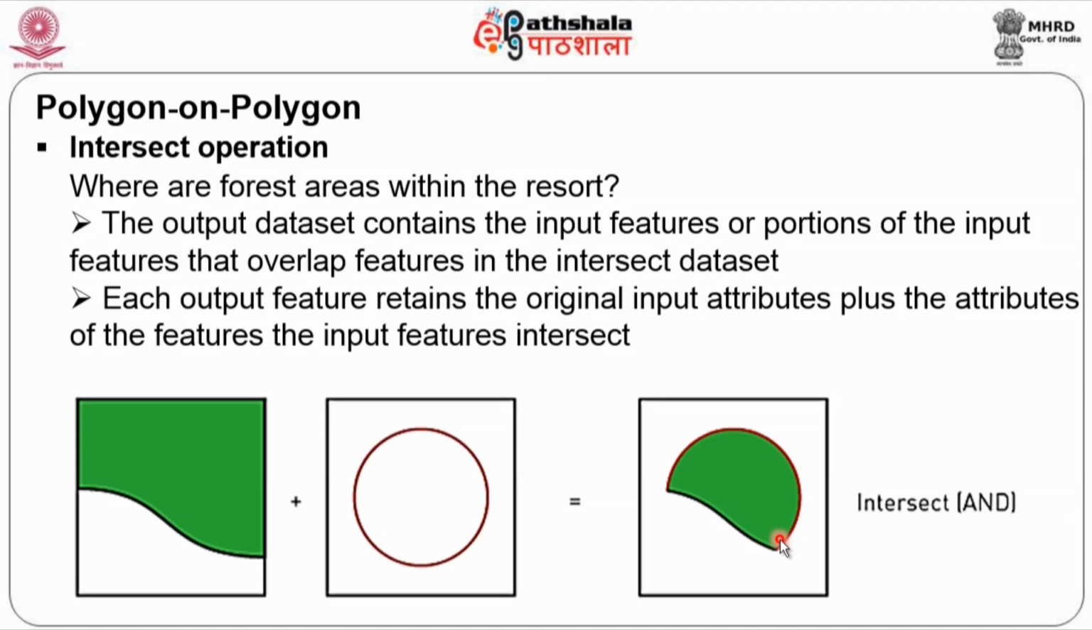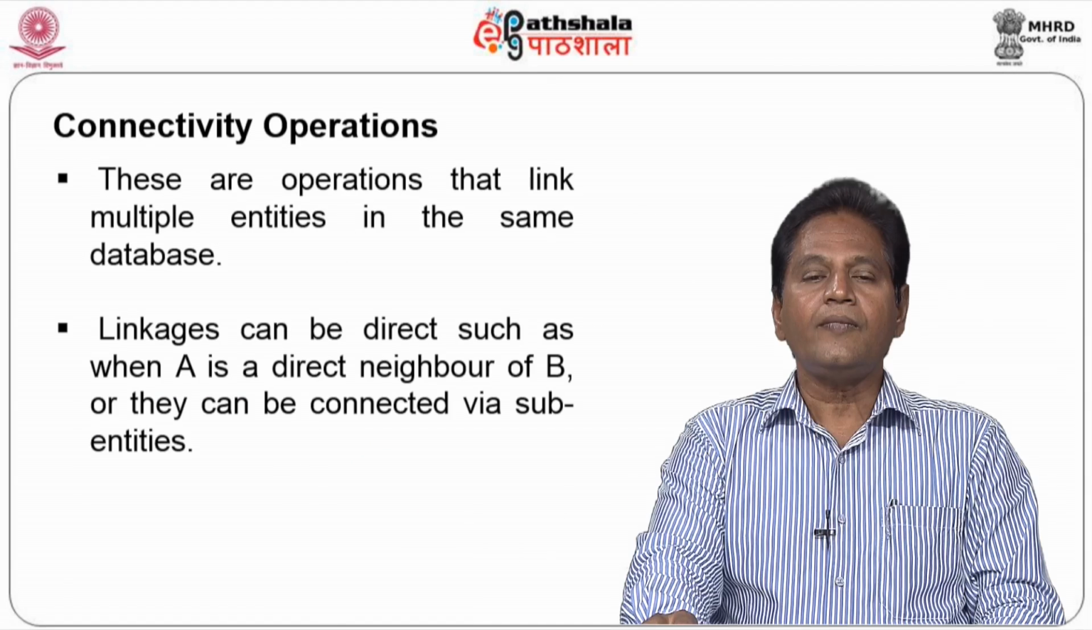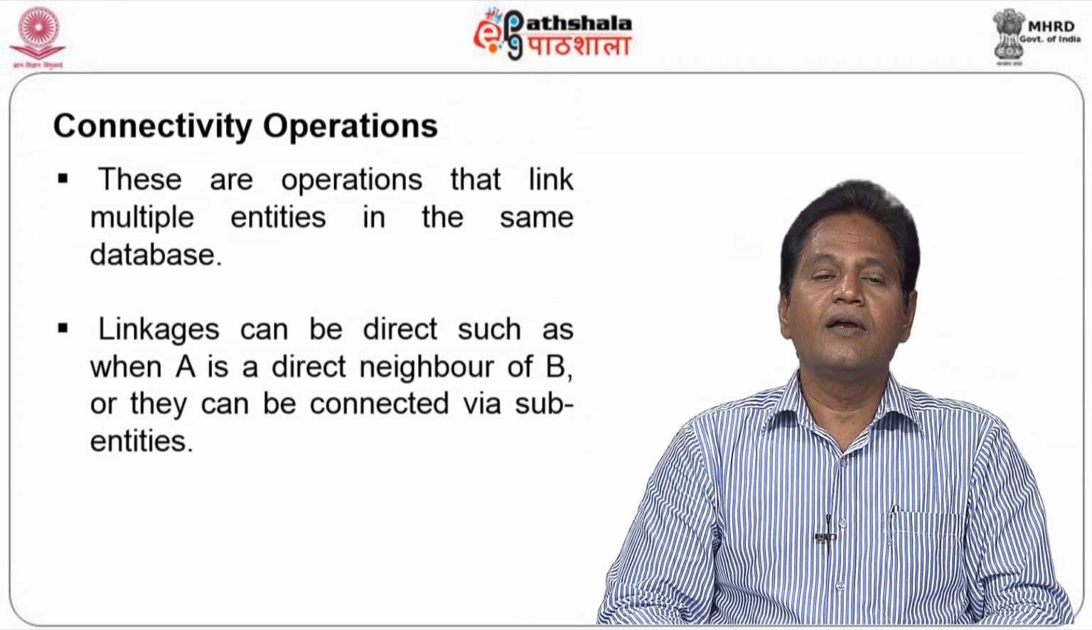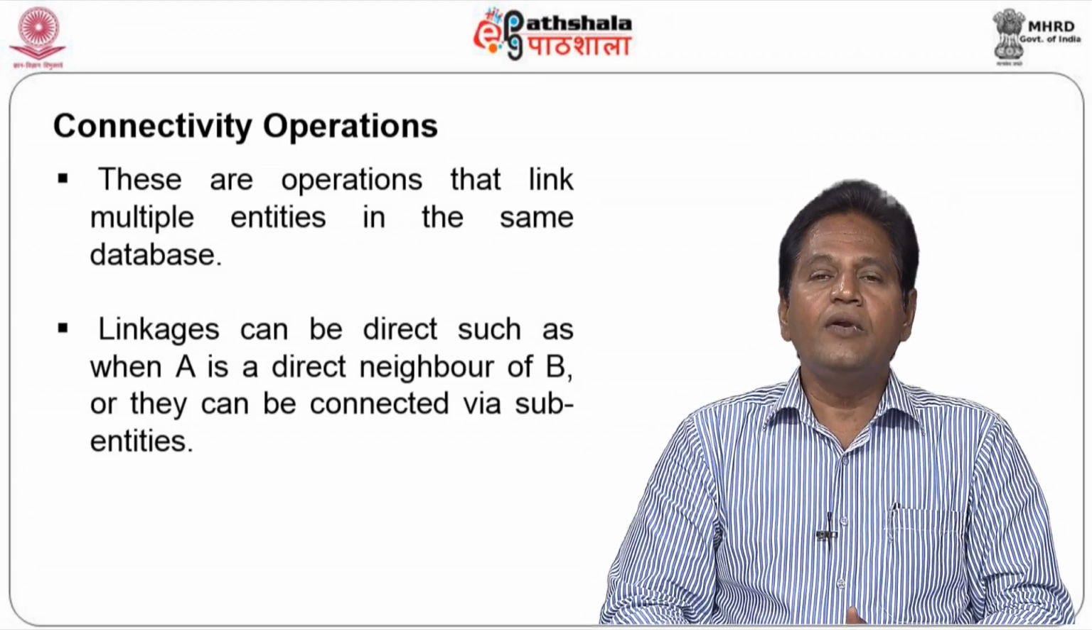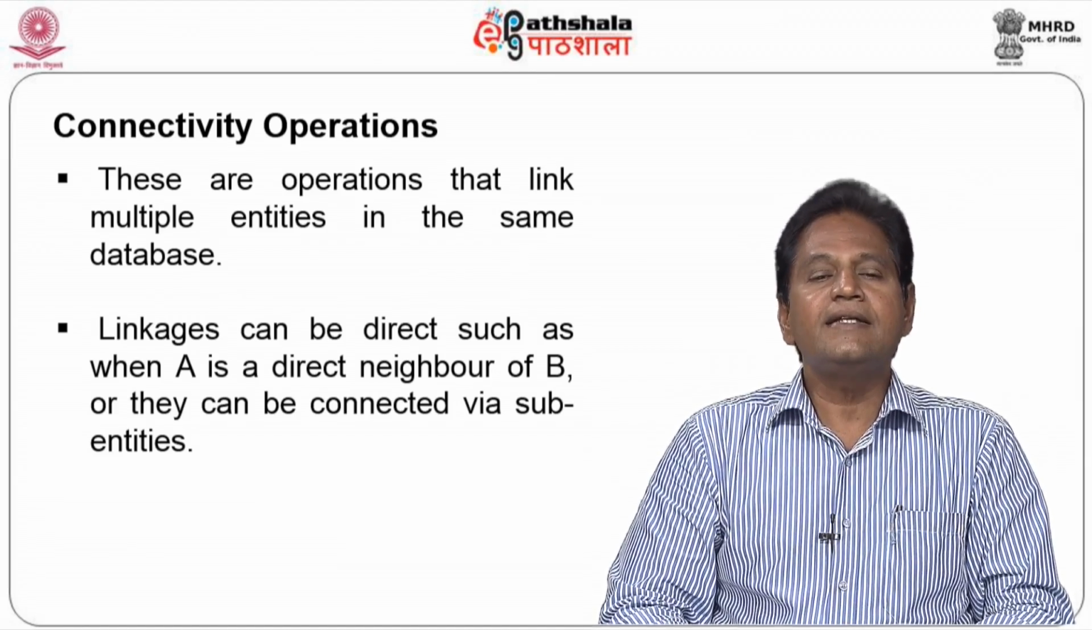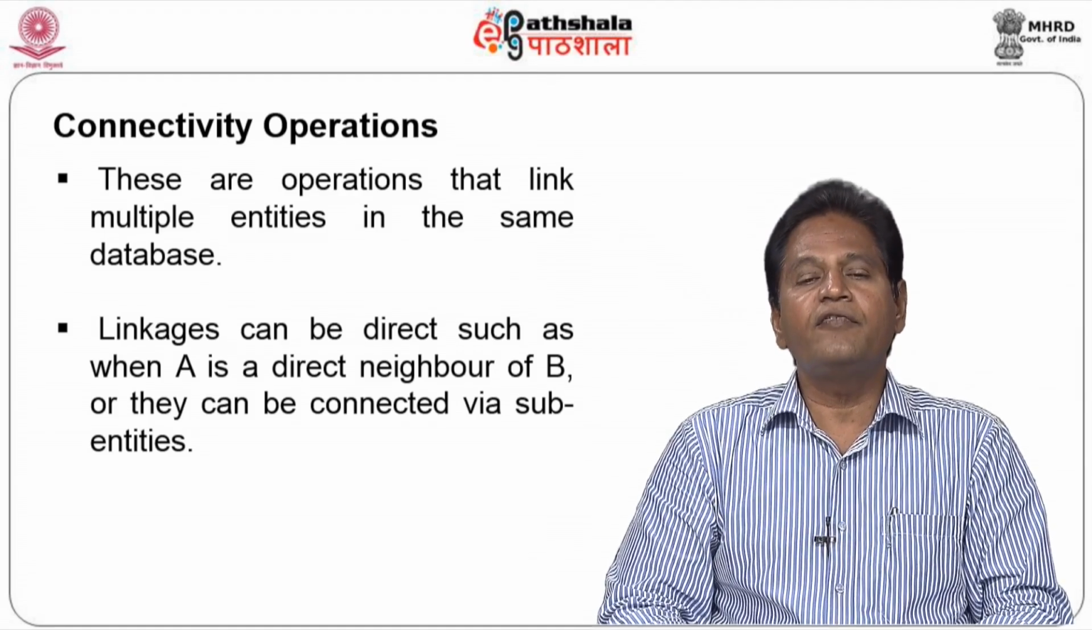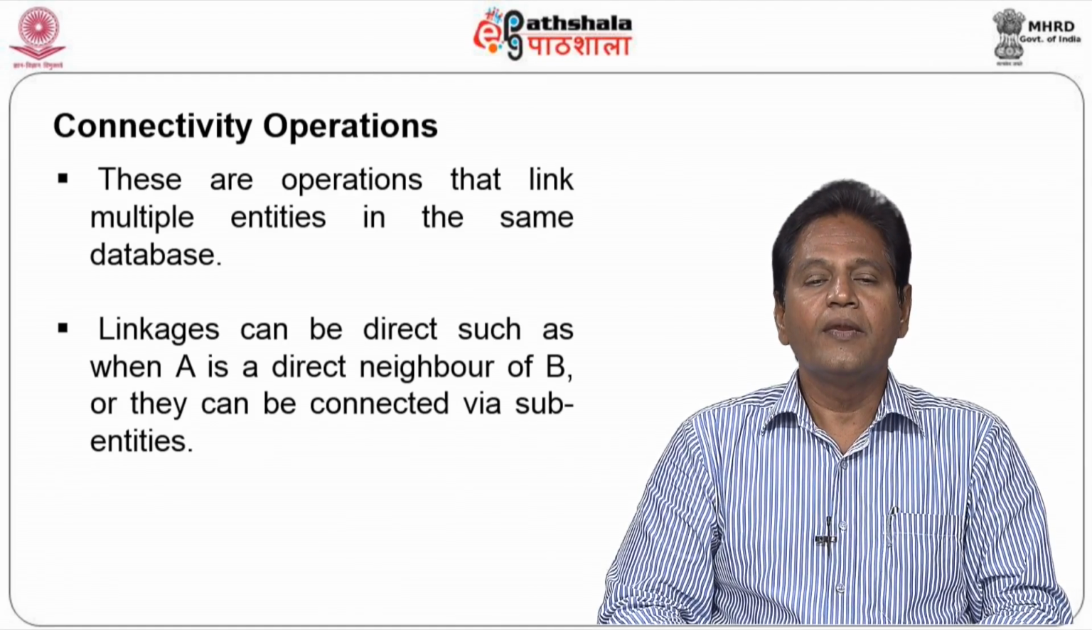But remember that in each of the cases, the output is very important. So here, this particular output will contain features and retain the original input attributes as well as the attributes of the input feature, that is your intersected feature, namely the forest area. So this is how intersection goes on. Connectivity operations. So this will try to link multiple entities in the same database. What kind of analysis can you do?